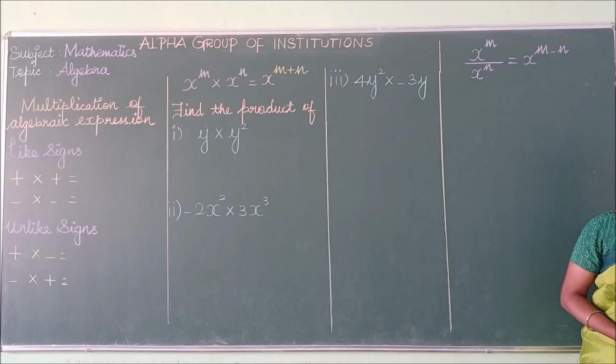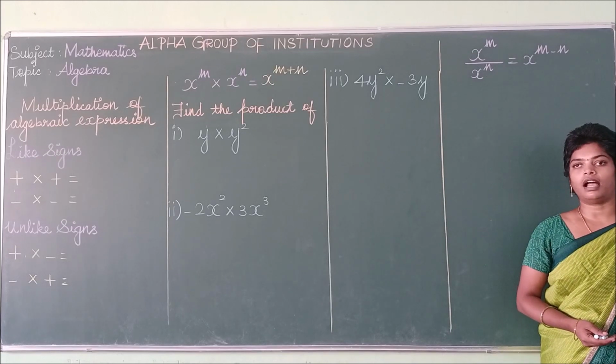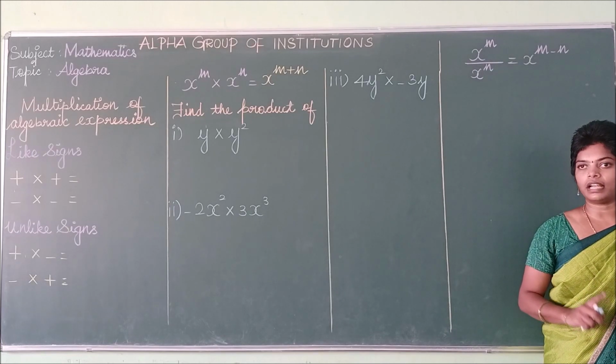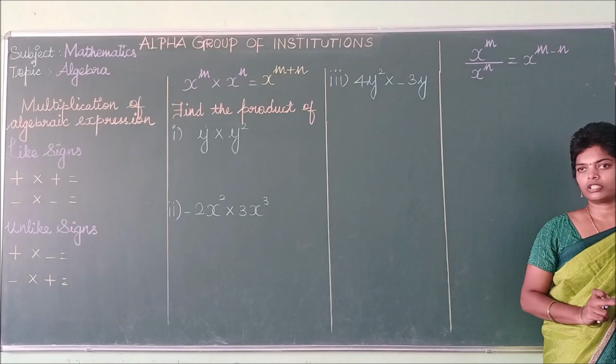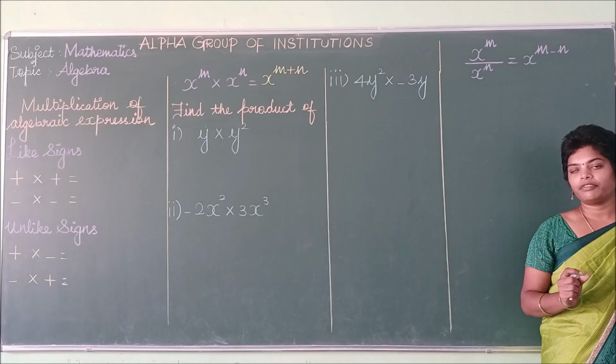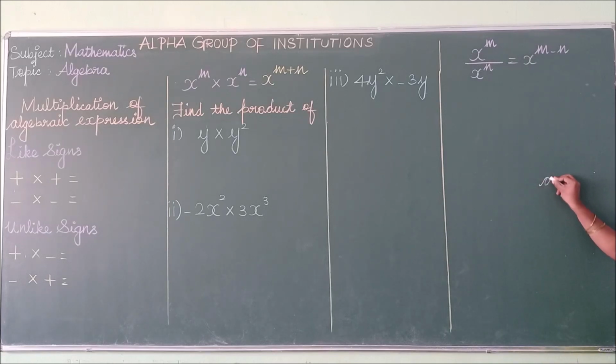So listen once again, algebra is nothing but what? It is an unknown value that is called a variable. A variable is an unknown number that is represented by an alphabet, A to Z. Any alphabet you can use, but often in mathematics books they use the variable x only.